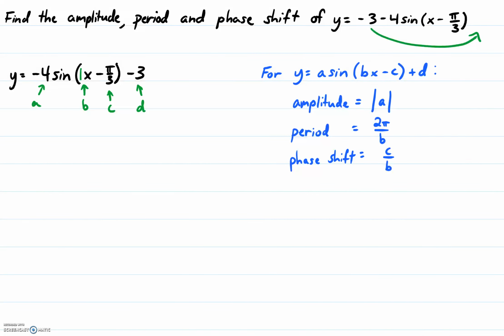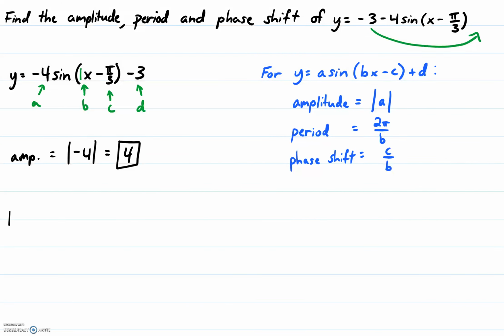The amplitude is just the absolute value of a. So for this problem, our amplitude is going to be the absolute value of -4. And of course, the absolute value of -4, that's just the distance from 0, and the distance from 0 of -4 is +4. And so that's our first answer.